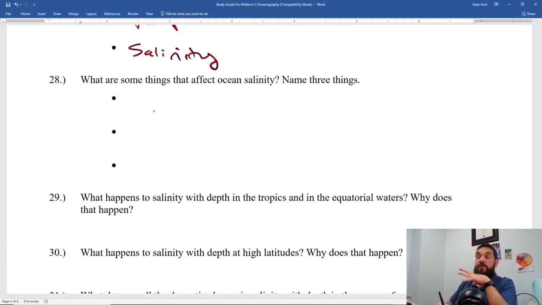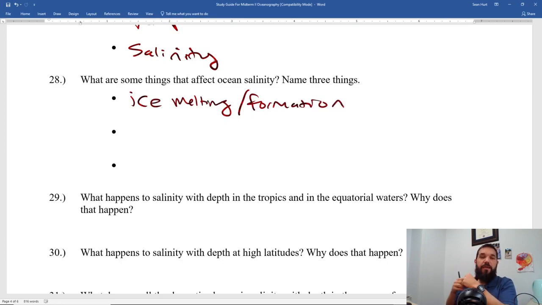We actually talked about a few things in the class, but in the polar environments, there's ice melting and ice formation. Okay, so when you melt the ice, remember that ice is relatively pure water. So when you melt sea ice, it's going to dilute the rest of the seawater, so that's going to decrease the salinity, whereas ice formation is going to suck out the pure water, leave the salt behind, and the residual water is more salty. So that's going to increase the salinity.